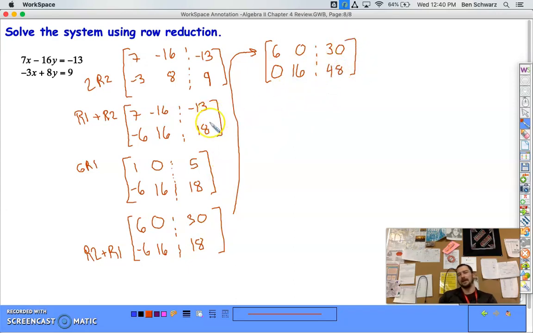Okay, and the last thing we need to do is get our 1. So here to get 1, I'm going to multiply by 1/6. So 1/6 times R1. And here we would want 1/16 times R2. Again, that's a reciprocal. So multiply everything by 1/6, which again, it's just like dividing by 6. So 1, 0, and 5. And then dividing everything by 16. So 0, 1, and that would be 3.